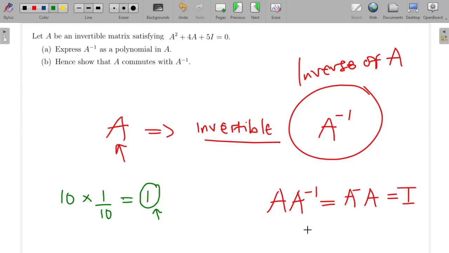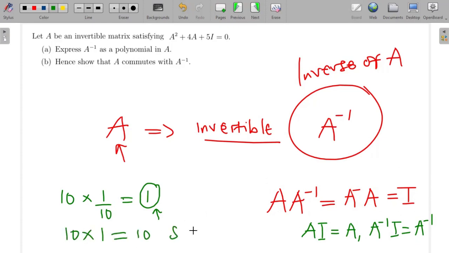Another property that we should know is that if I multiply any matrix, let's say A, with the identity, I always get back the matrix itself. If I also do A inverse multiplied by the identity, I'll just simply get A inverse. So the identity, if you're multiplying it with something, it has no effect. It's the same as 1. If I get 10 multiplied by 1, I'll just get 10. 5 multiplied by 1, I'll just get 5. So this guy here is an identity for these numbers there. It's called the multiplicative identity.